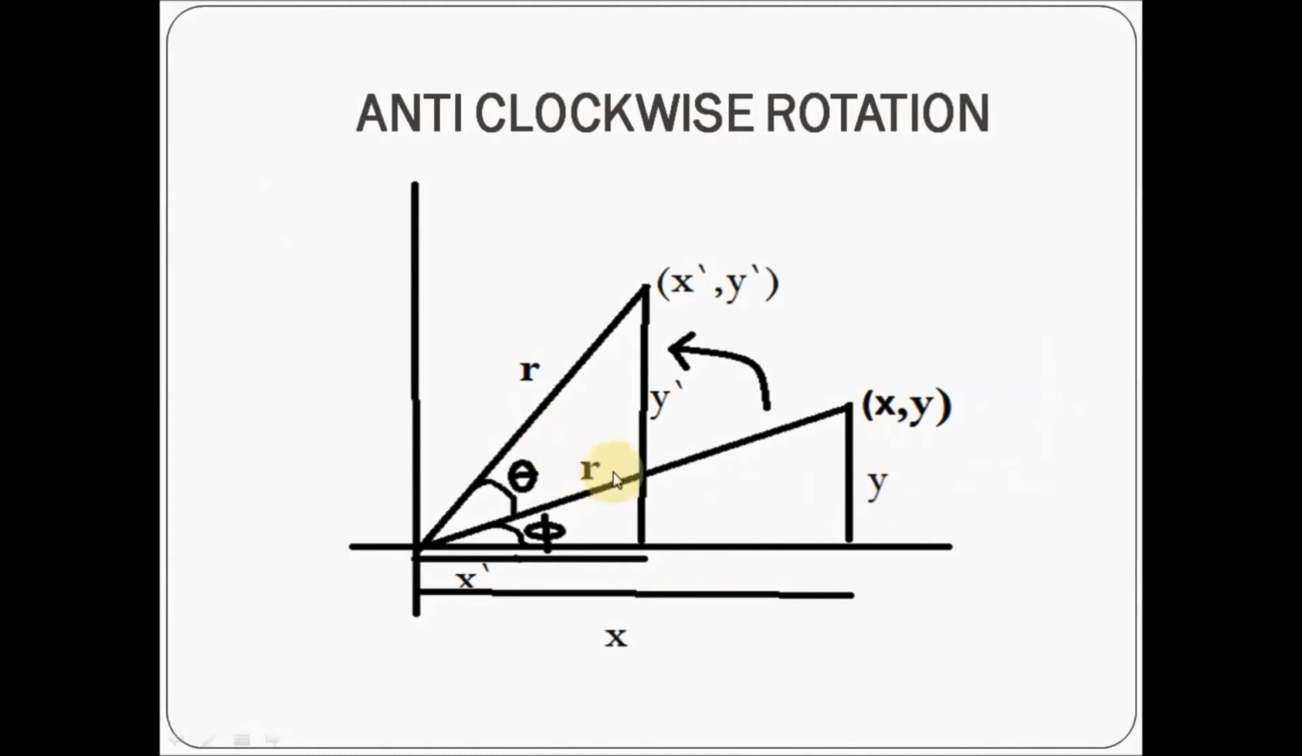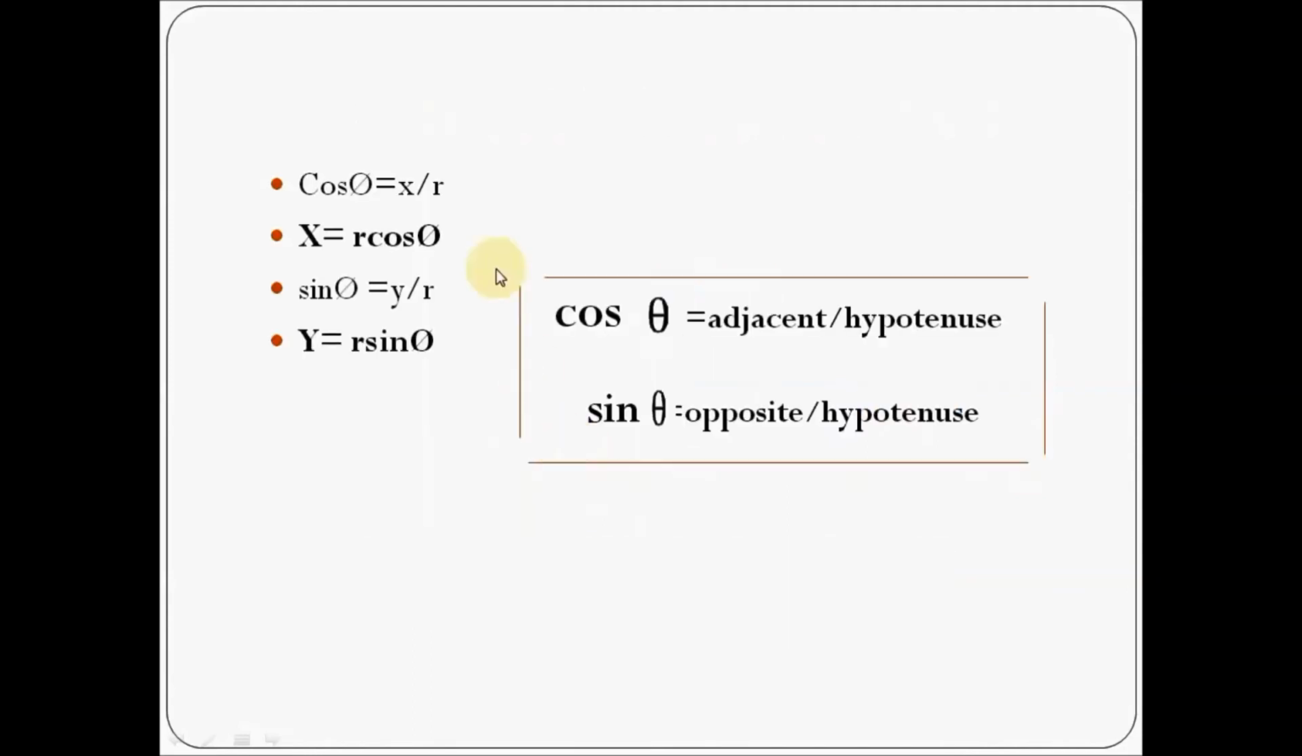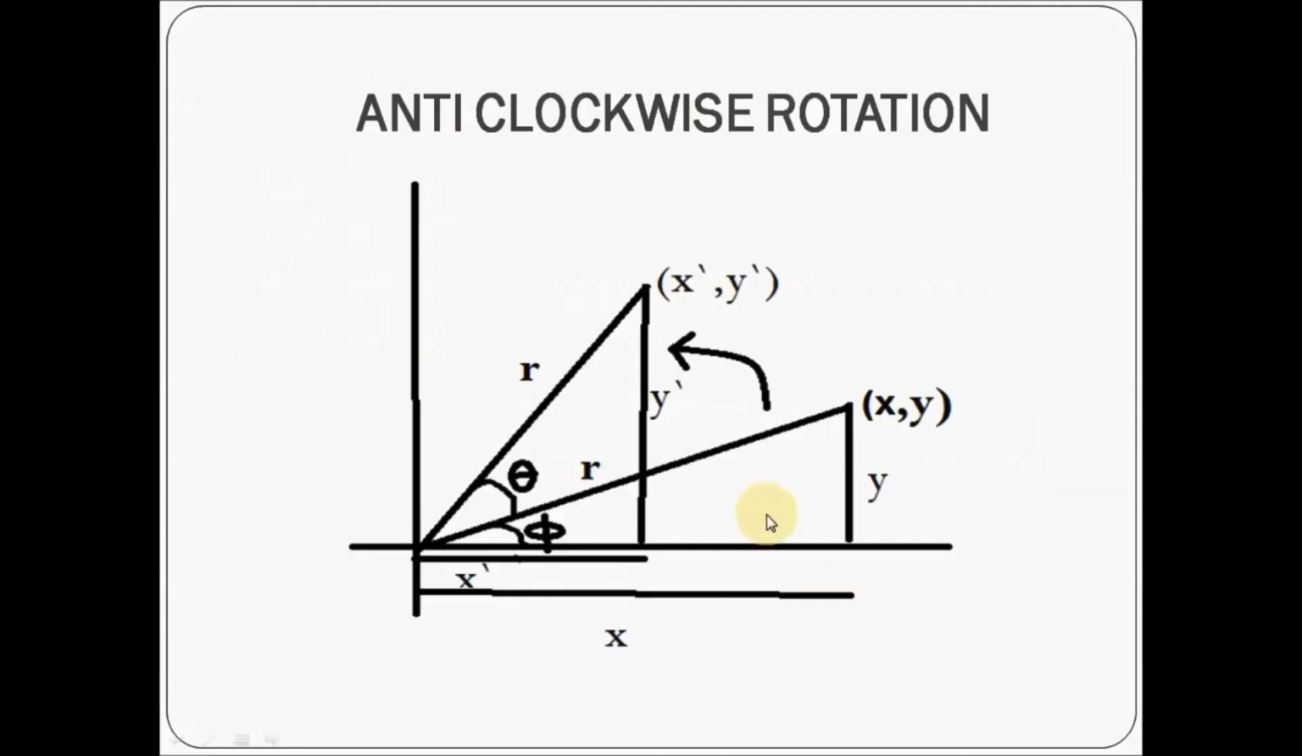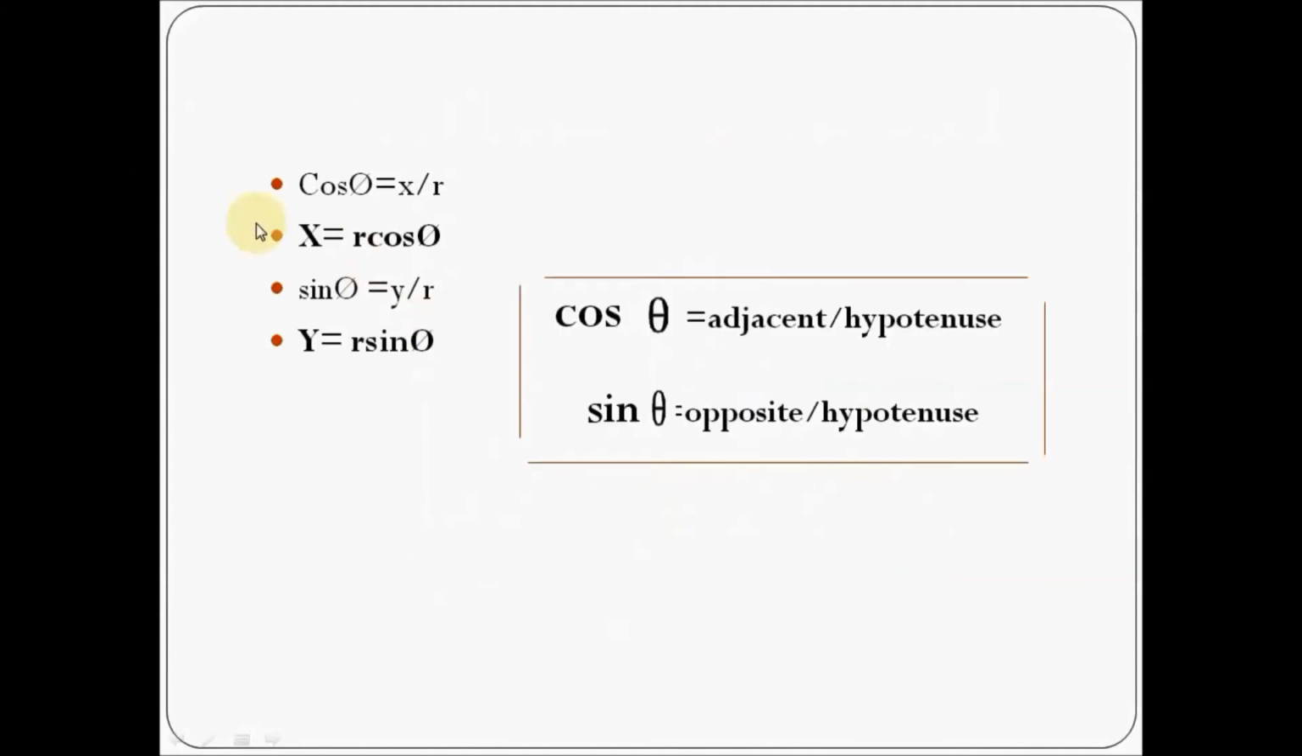Hypotenuse is what? R. Getting y by r. See, y by r. So I can write this as y is equal to r sin phi. So these are the values of x and y before rotation. Before rotating anticlockwise, these are the values: x is equal to r cos phi, y is equal to r sin phi.